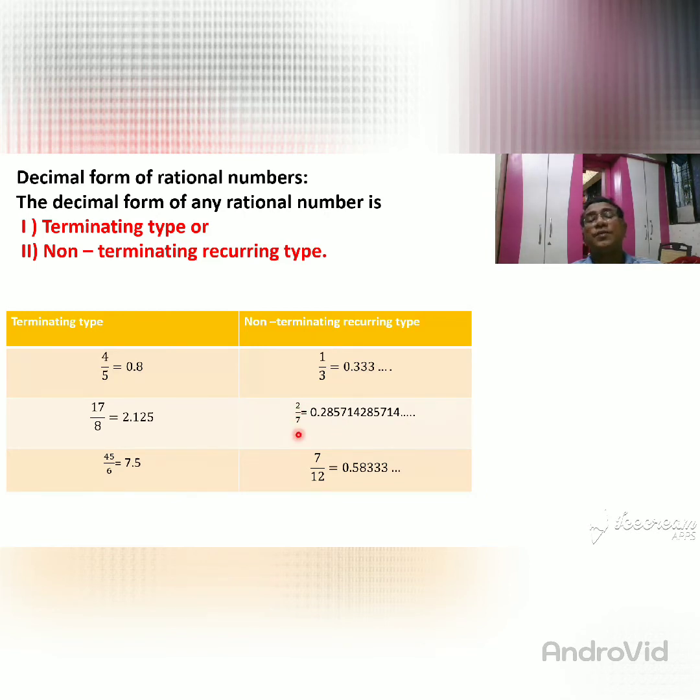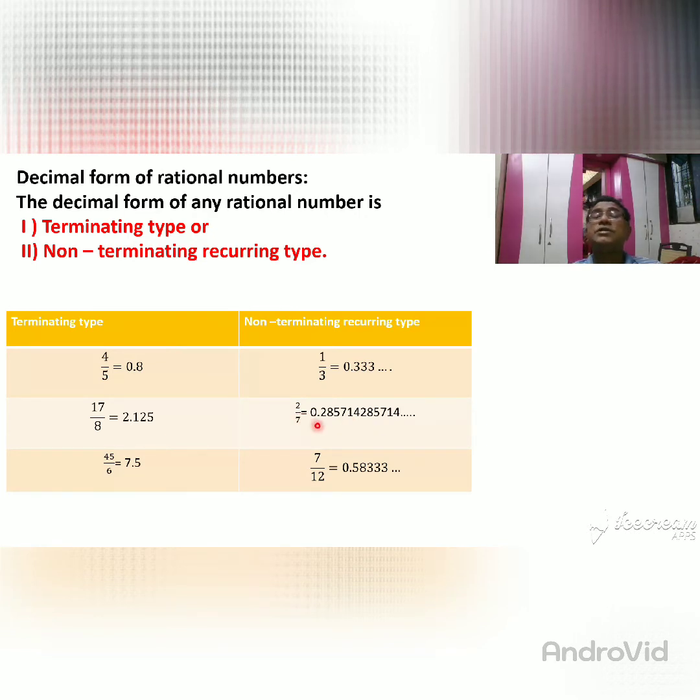Then 2 upon 7. 7 is divided into 2, 7 table 2 is not possible, so 7 into 0 is 0, so the first quotient is 0. Afterwards I give a decimal point and write 0, so it becomes 20. 7 2s are 14, 20 minus 14 remains 6, again take 0, 7 8s are 56, 60 minus 56 is 4, 0, 7 5s are 35, remains 5, 0, 7 7s are 49, remains 1, then 0, 7 1s are 7. So this is the divide process. You can divide 2 by 7.